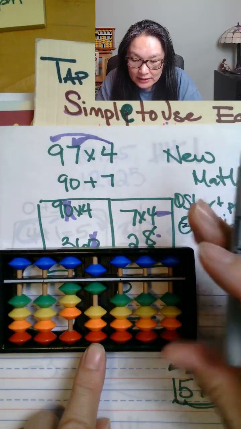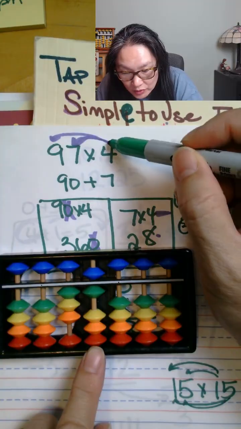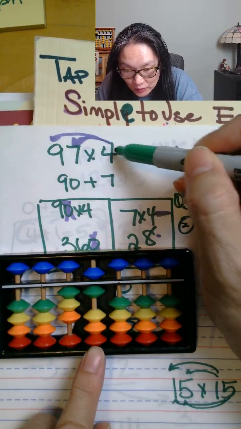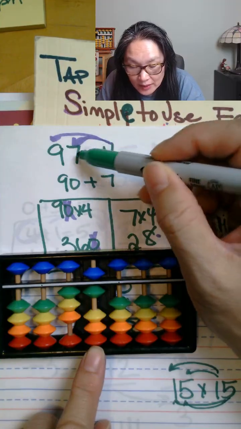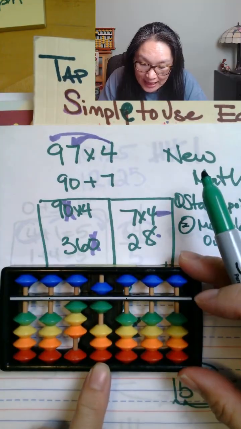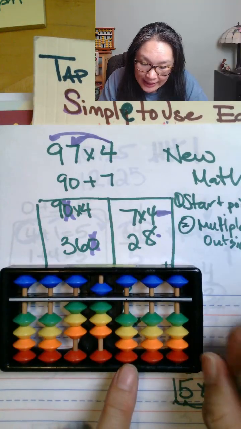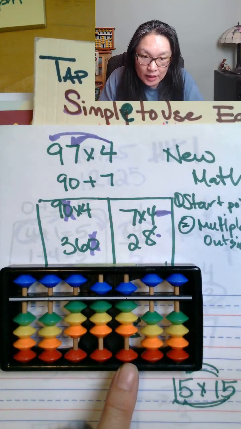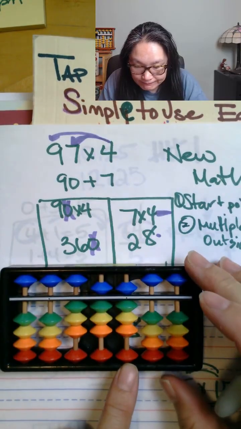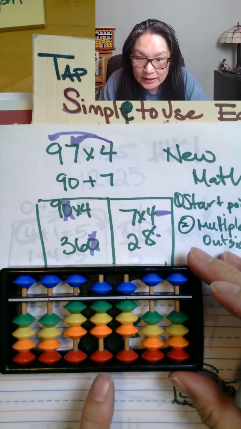Now, what is next? The next one is 7 times 4. We do the inside. We're done with the 9. We got to do the 7. So 7 times 4 is 28. All I have to do is add 20 in my tens column, and I add 8 in my ones column. And that's it. Then we're done. We're done. So my answer is 388.